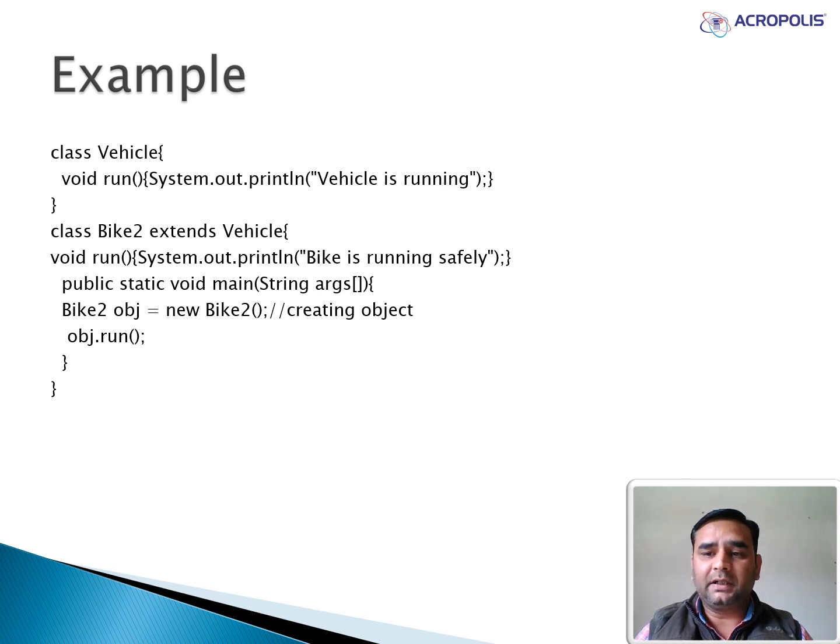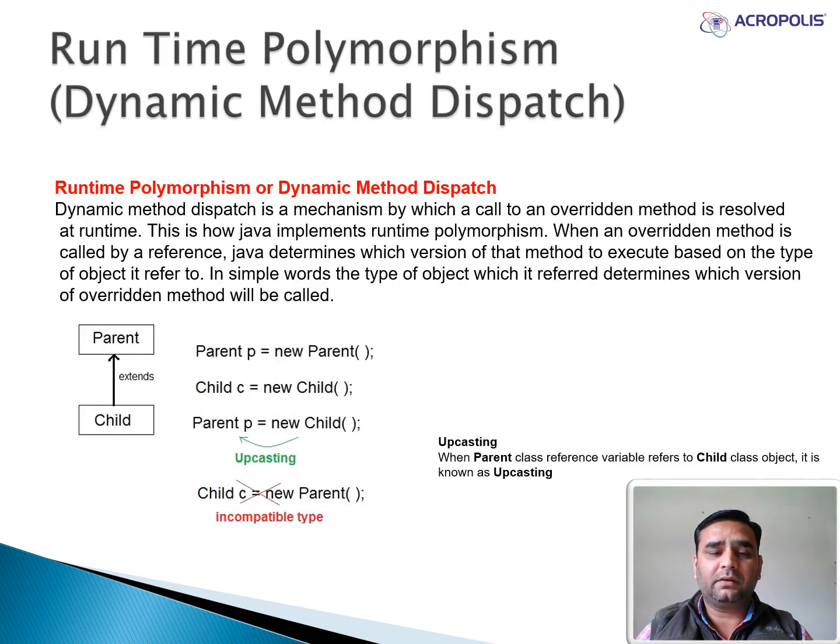What is the use of method overriding? Method overriding is used to implement the concept of dynamic method dispatch or runtime polymorphism. What is dynamic method dispatch? It is a mechanism by which a call to an overridden method is resolved at runtime. This is how Java implements runtime polymorphism. When an overridden method is called by a reference, Java determines which version of the method to execute based on the type of object it refers to. We will see an example of this. In simple words, the type of object it refers to determines which version of the overridden method will be called.